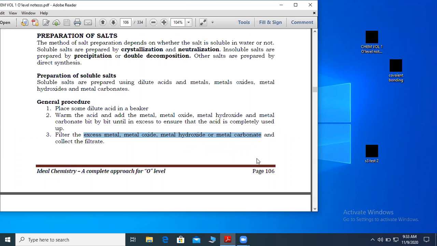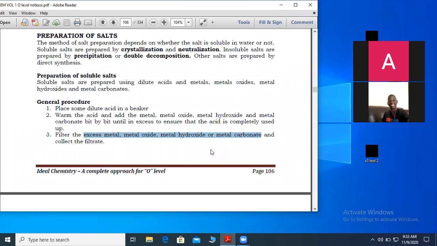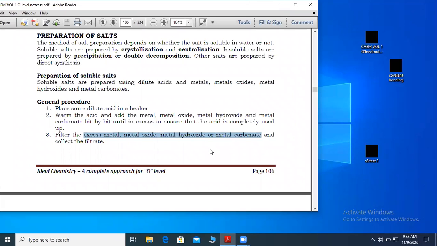Who can tell me what you do to the filtrate? After obtaining the filtrate, what is the next step? Suvi, what is the next step? Come on, faster. After filtering off the excess metal, metal oxide or metal carbonate, and you have collected the filtrate, what is the next step? What do you do to this filtrate you have obtained? Teddy.